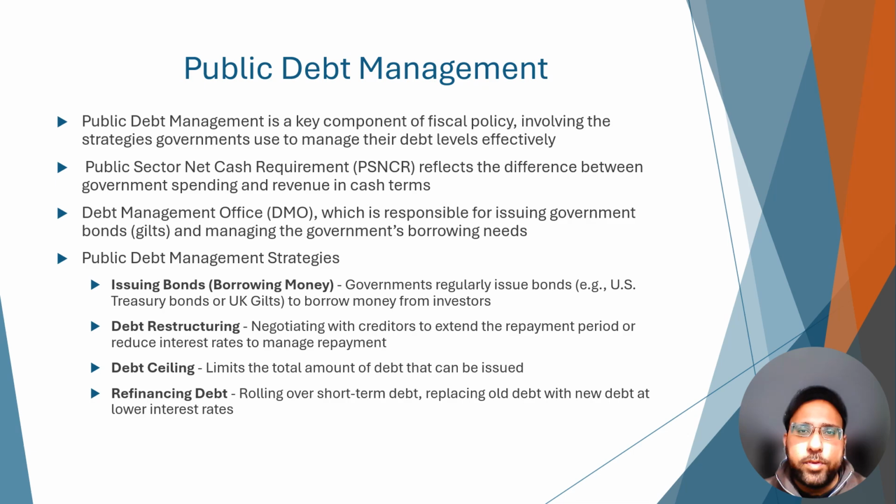Okay, so they will first look to see what the deficit or issue is with regards to the public sector net cash requirement. Is there a big deficit? If so, then it's down to the Debt Management Office to issue the relevant gilts. They are there to issue government bonds and manage any other government borrowing needs. It's there to ensure that public borrowing is carried out efficiently, at a low cost and at a manageable risk.